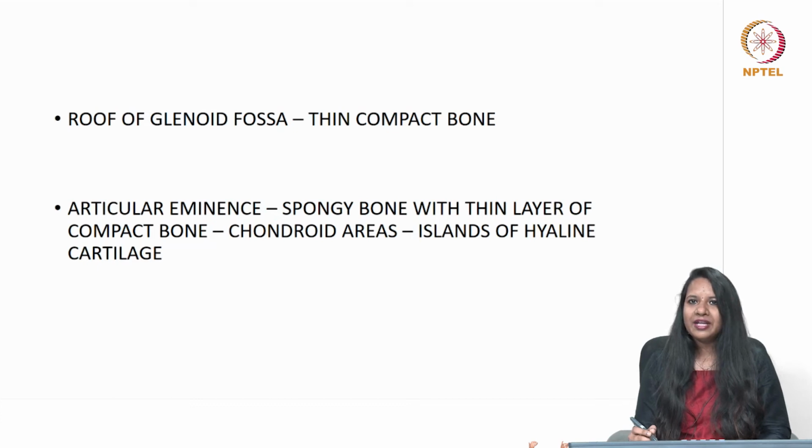Then the roof of the glenoid fossa is just the thin compact bone, and the articular eminence is a spongy bone within a thin layer of compact bone. With that, it also has chondrocyte areas, and islands of hyaline cartilage are also present.